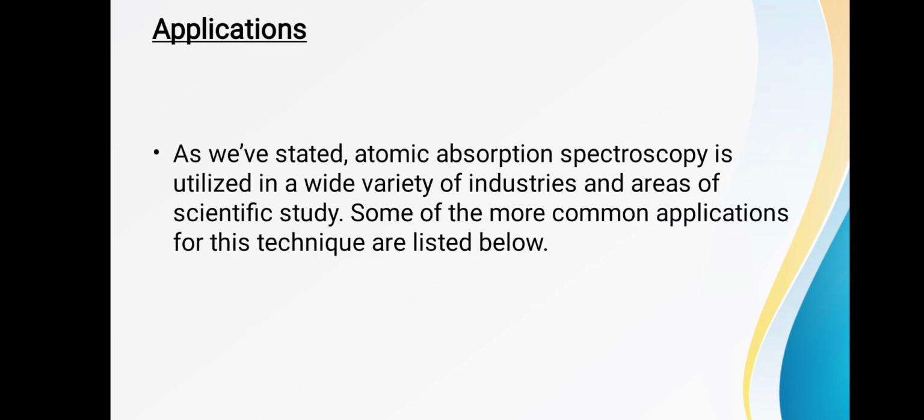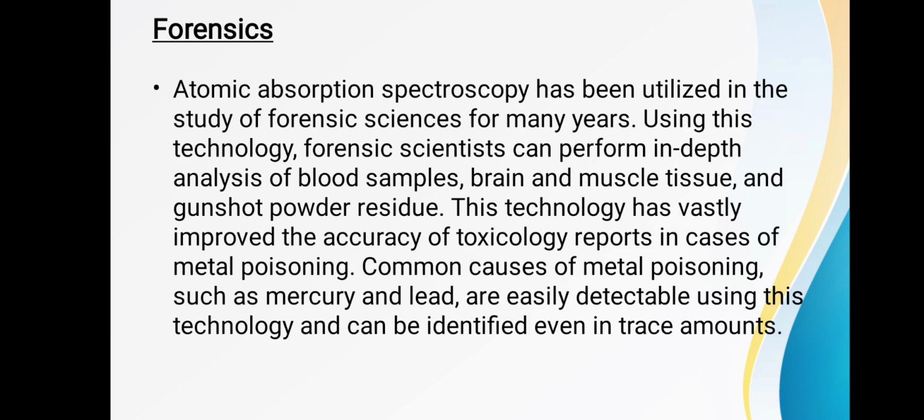Applications. As we have stated, atomic absorption spectroscopy is utilized in a wide variety of industries and areas of scientific study. Some of the applications for this technique are listed below. Forensics. Atomic absorption spectroscopy has been utilized in the study of forensic sciences for many years. Using the technology, forensic scientists can perform in-depth analysis of blood samples, brain and muscle tissue, and gunshot powder residue. This technology has vastly improved the accuracy of toxicology reports in cases of metal poisoning. Common causes of metal poisoning, such as mercury and lead, are easily detectable using this technique and can be identified even in trace amounts.